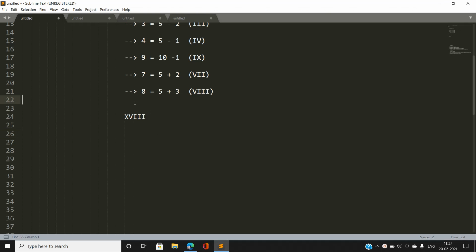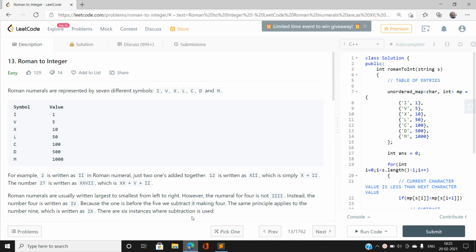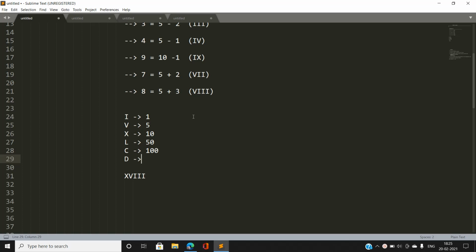So first, I is going to denote 1. Similarly, V is going to denote 5, and similarly X is going to denote 10. Similarly, L is going to denote 50, and similarly C is going to denote 100. Similarly, D is going to denote 500, and M is going to denote 1000. Okay, so this is pretty much our table of entries.